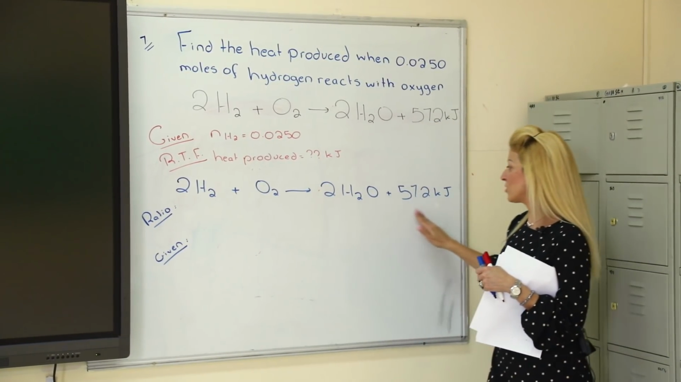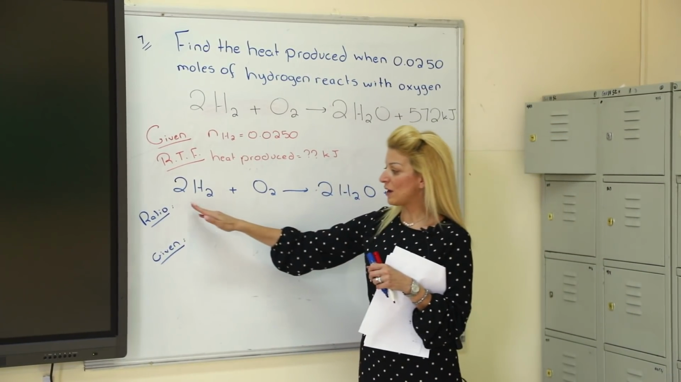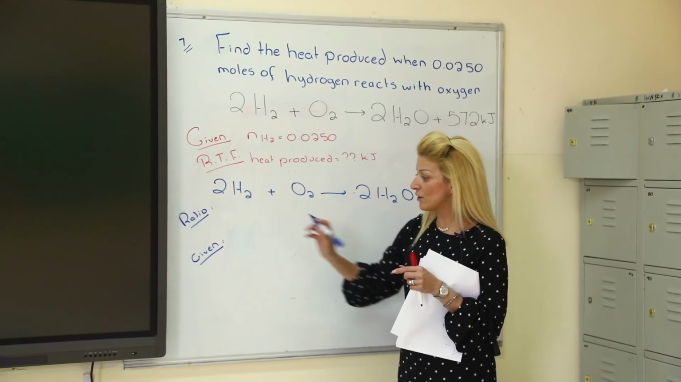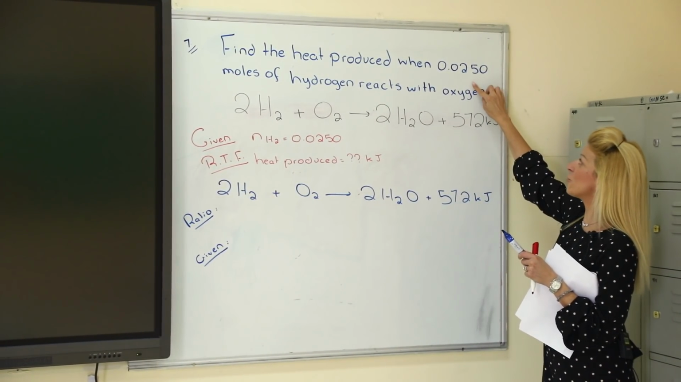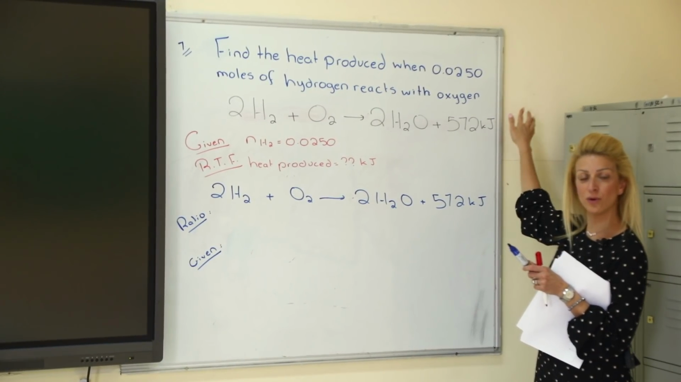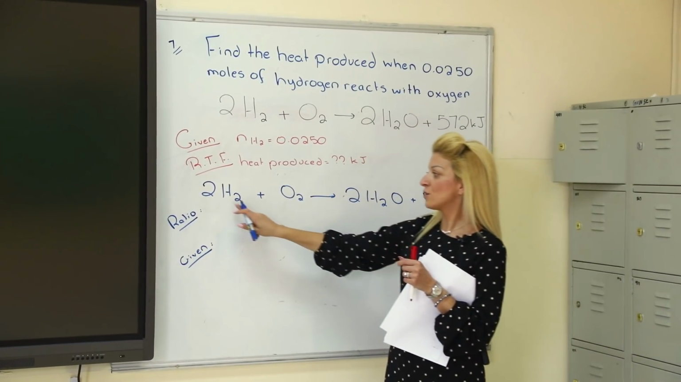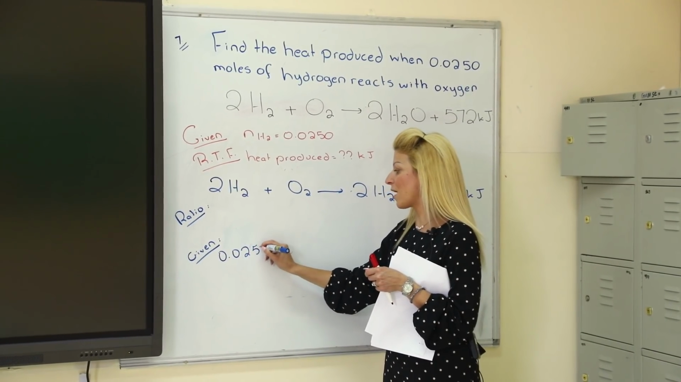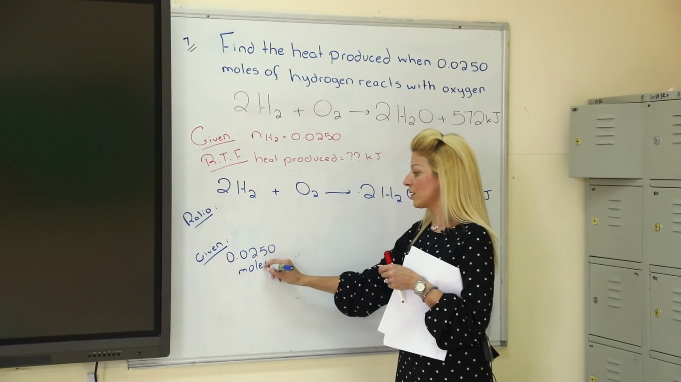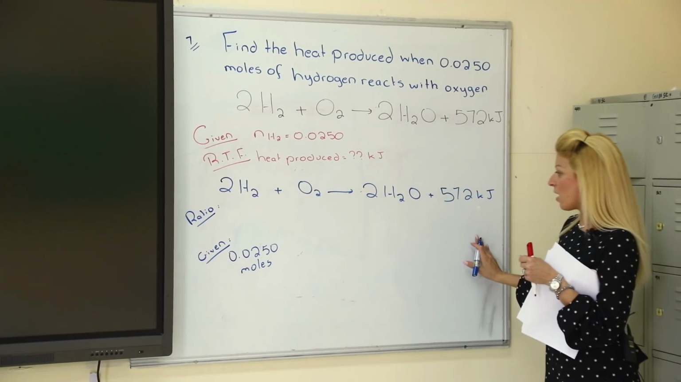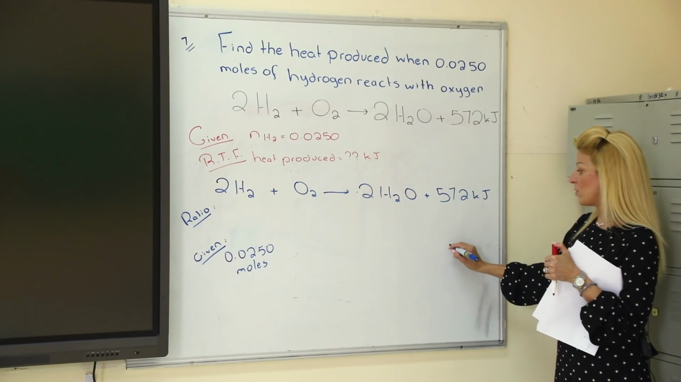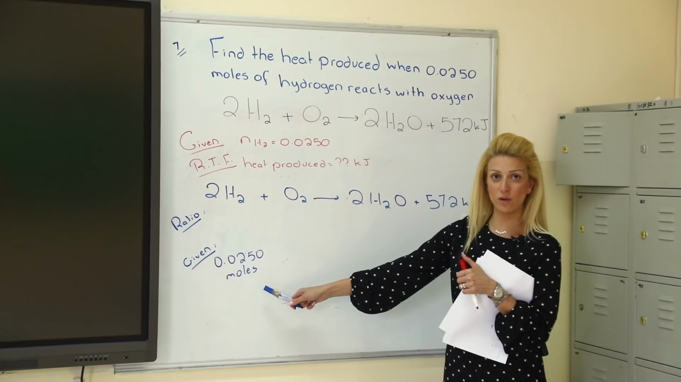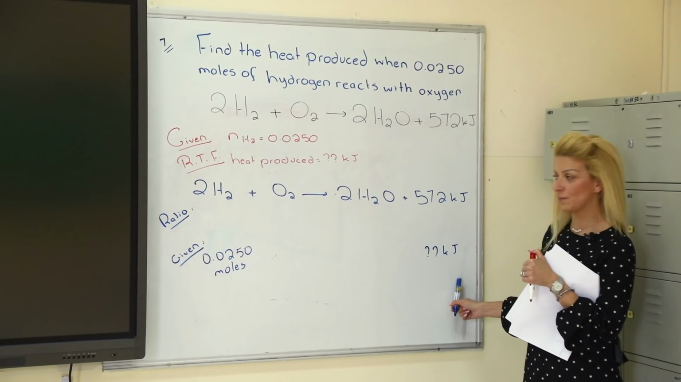We write our equation again, and then we write the ratio and the given from the original question. So the given from the original question is 0.0250 moles of hydrogen gas. So under hydrogen, we write 0.0250 moles. Then under the energy term, we write how many kilojoules will be released when this many moles of hydrogen reacts completely.